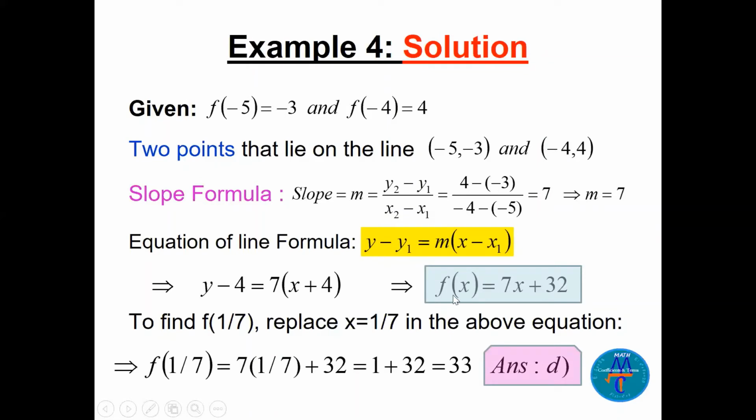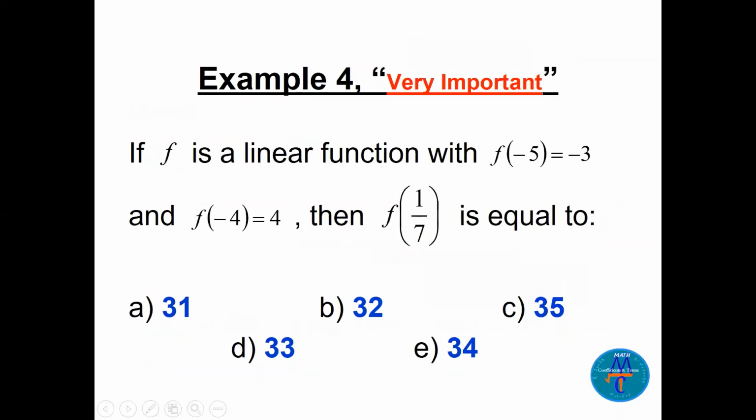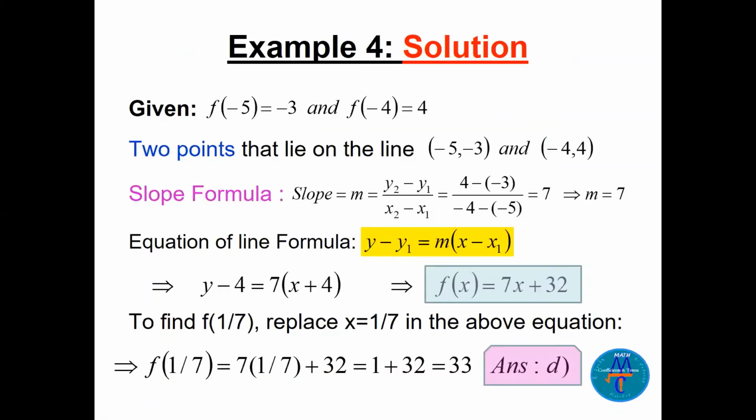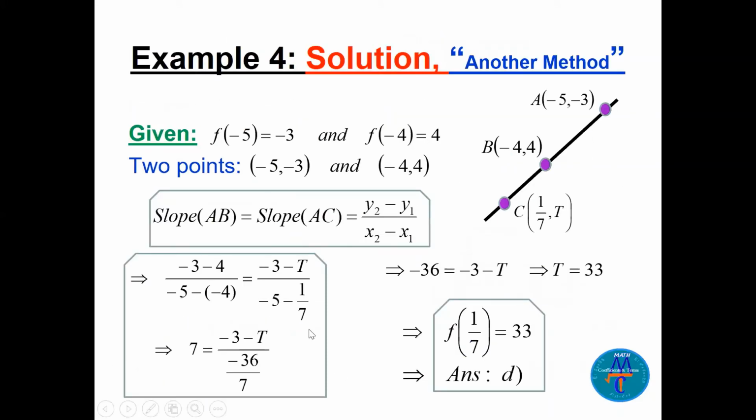That's the function. Now, f of 1 over 7, I replace x with 1 over 7 in the function here. So it becomes 33, the answer is D, 33. I can give you another idea here, another method.